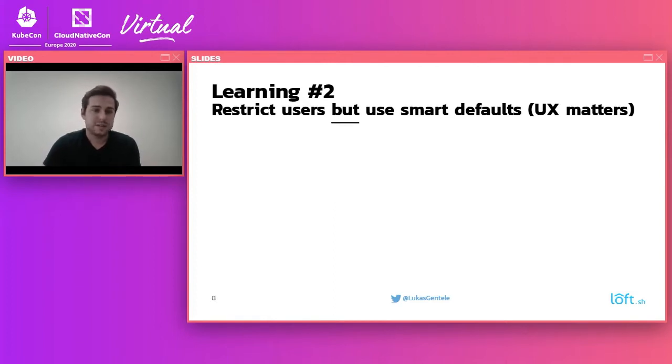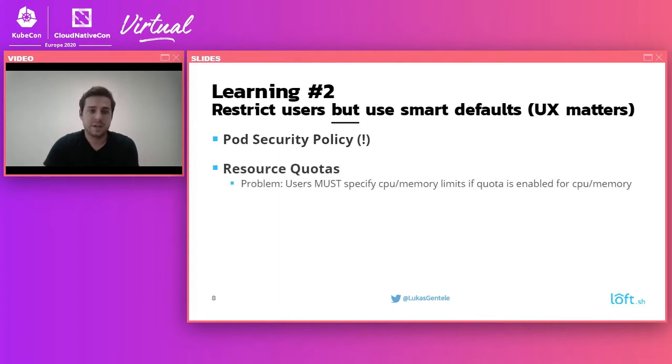The second learning is essentially you want to restrict users. Obviously, you want to ensure the security of your platform, so you need things like pod security policies for sure, because you don't want any privileged pods being created out there. But at the same time, you really need to make sure that you use smart defaults for your platform, because UX really matters. Because if you're providing a Kubernetes offering to engineers, you really care about the adoption of your platform within the organization. You want users to actually have a pleasure in using Kubernetes.